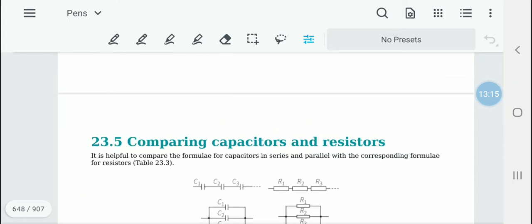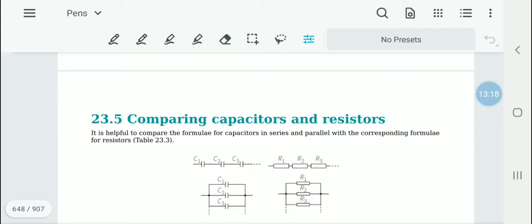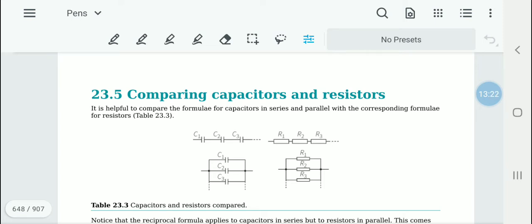Write down, when capacitors and resistors are compared, they have a relationship that extends as an inverse relationship, right? I hope that makes sense, and I hope that you understand what it means.